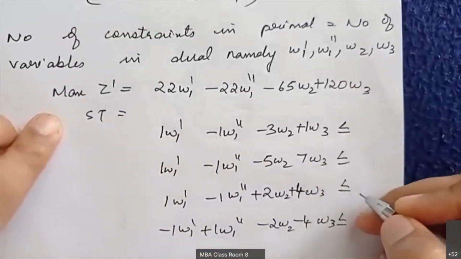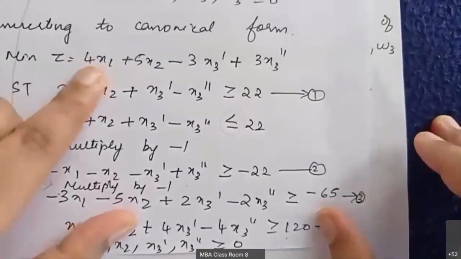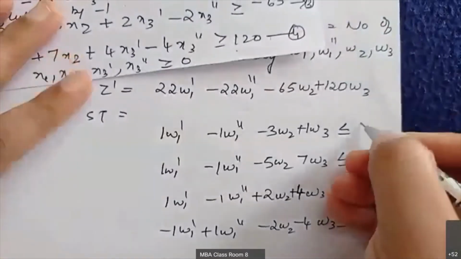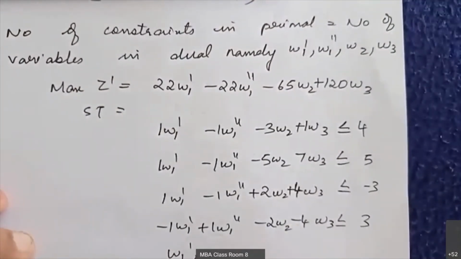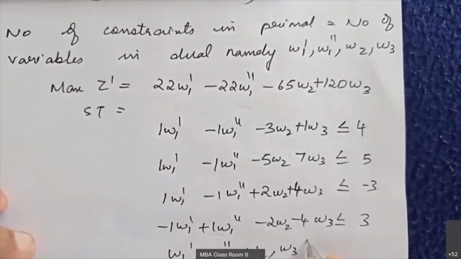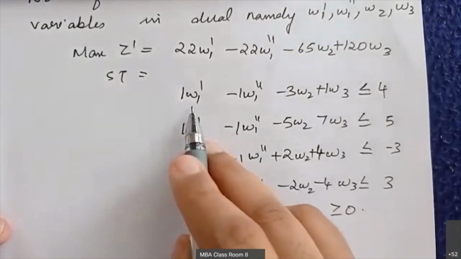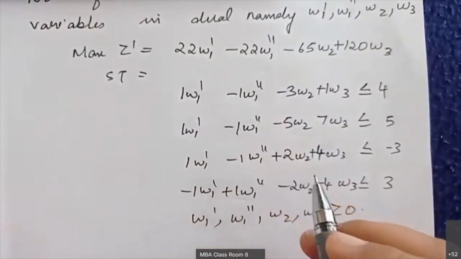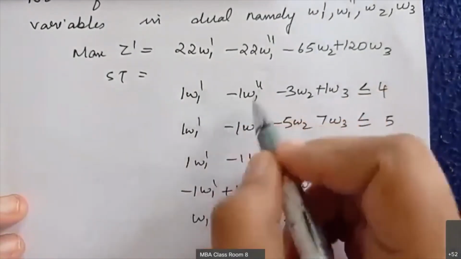The right hand side will be the coefficients in the objective function of the primal. Primal is this question. Over here the coefficients are 4, 5, -3, 3. So I'm writing 4, 5, -3, 3, wherein W1 dash, W1 double dash, W2, W3 are all greater than or equal to 0. Now what should we do? Like the previous problem, here we have W1 dash and W1 double dash. We have to make it into a single variable, that is W1, only then we can put it as W1 unrestricted in sign. So we have to put it into a common bracket.